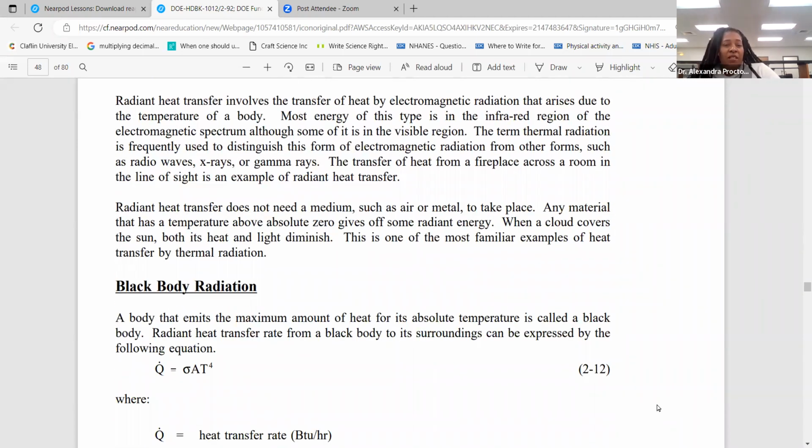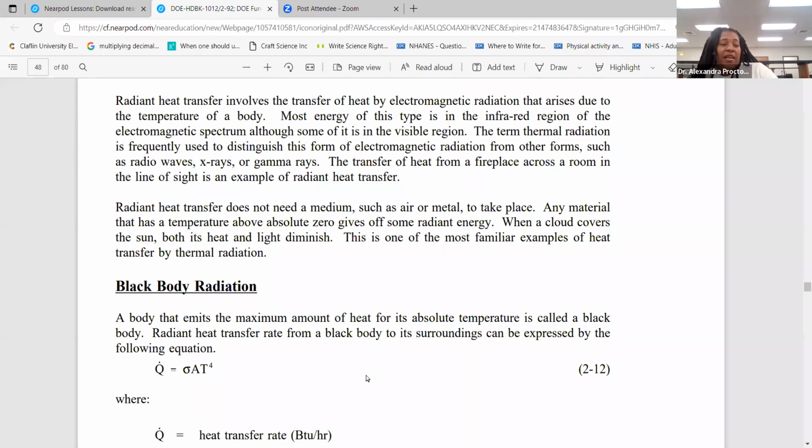So radiant heat transfer does not need a medium, such as air or metal, to take place. Any material that has a temperature above 0 will give off some sort of radiant energy. And when a cloud covers the sun, both its heat and light diminish. This is one of the most familiar examples of heat transfer by thermal radiation.